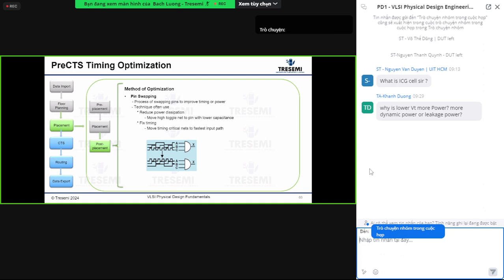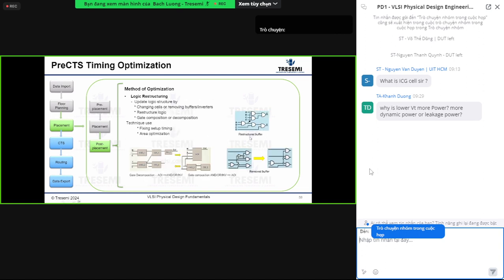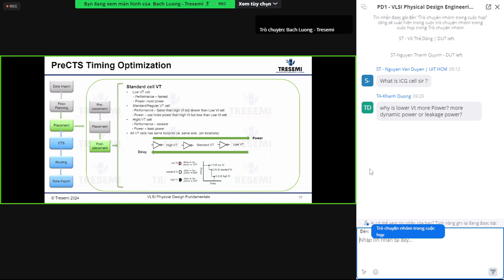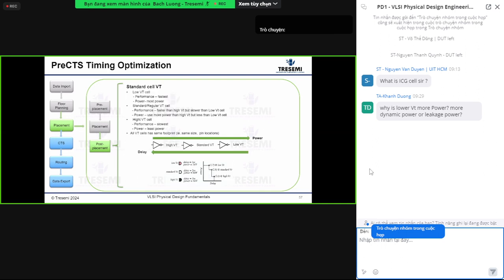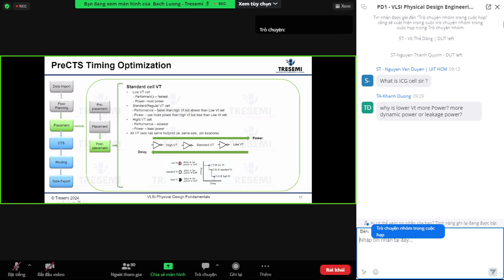The leakage, let's go back to the power portion. Remember back in the power portion of it. Go back. Yes. No, the high VT is going to consume the least power.